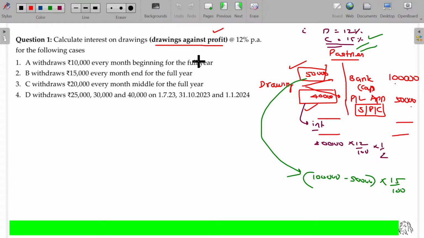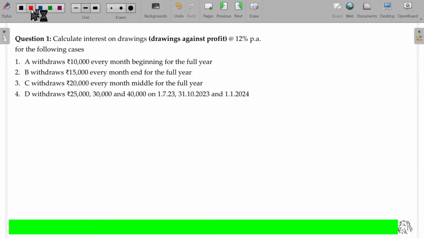You cannot say, sir, can I subtract the 40,000 from the 1,50,000, balance 1,10,000, and calculate interest on this? No, it's not possible. Hope now you'll be able to understand the difference between the interest on drawings calculation, drawings against profit and drawings against capital. Clear? Now, let's start with the first question.